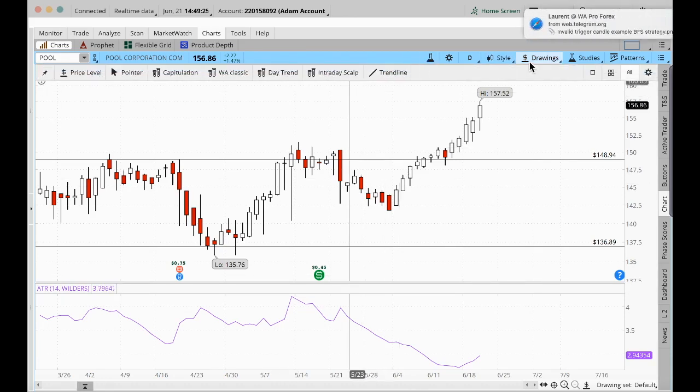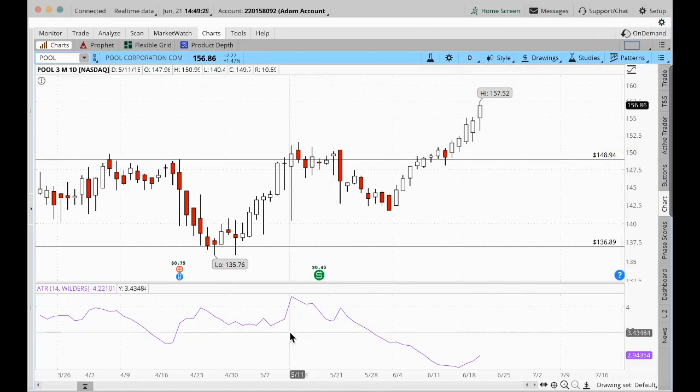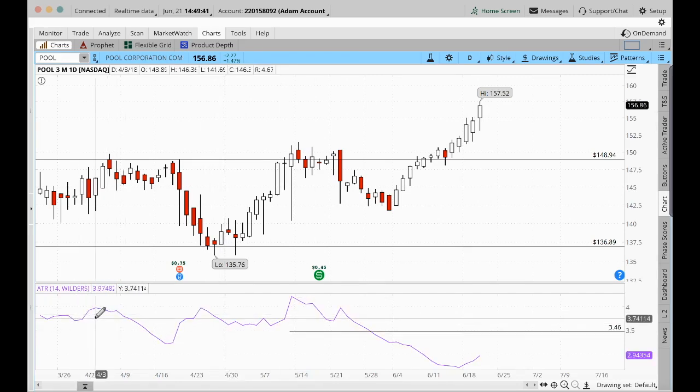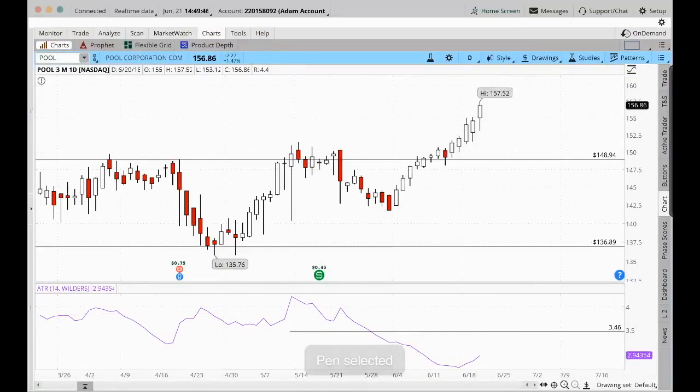So 3.45 would be somewhere about that. Okay, so basically what I do is I look at the last 3 months and I take the average ATR for the 3 months. In this case, the answer is $3.46. So what does this mean? What is the meaning of ATR? It means on average, this stock moves by $3.46 per day.